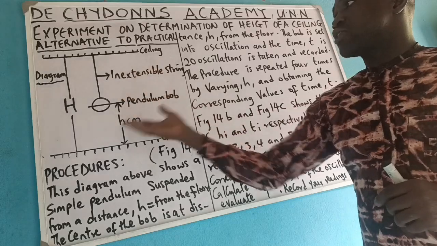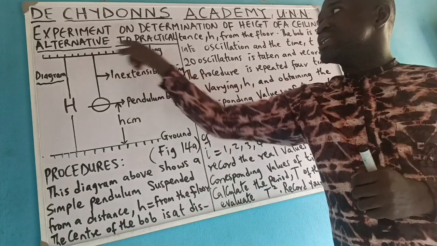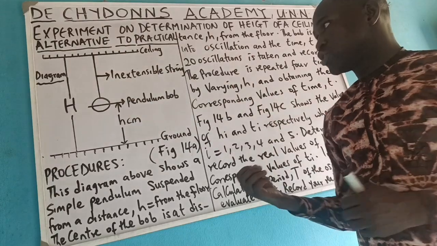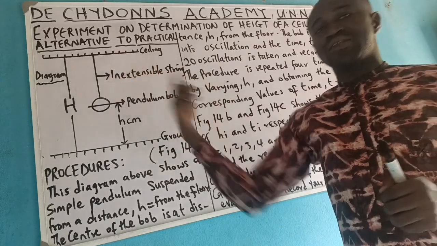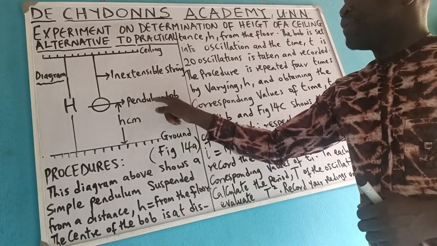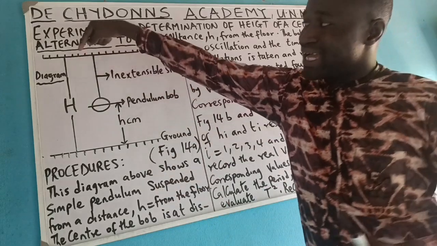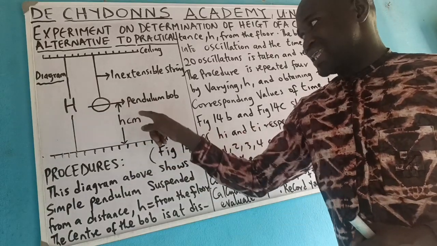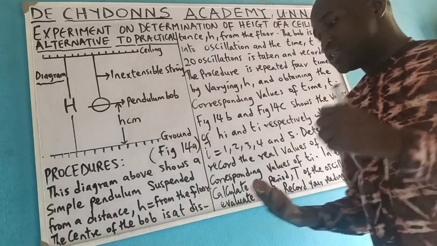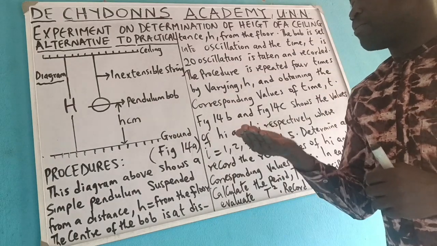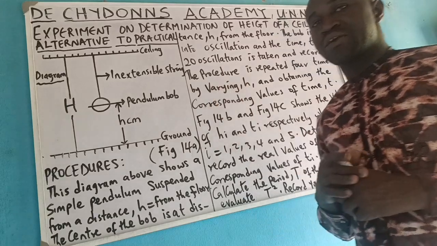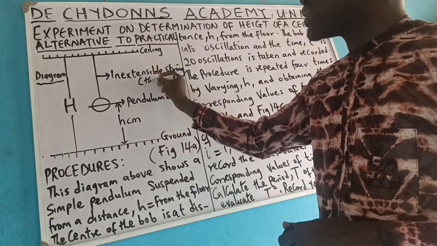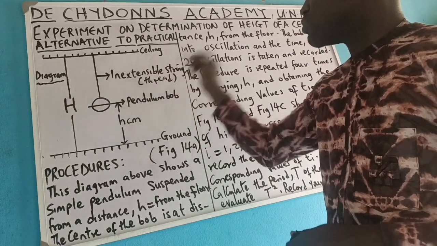This is the experimental setup of the experiment, where you see the ceiling represented this way. Then the inextensible string, it could be a thread, so to speak. If you couldn't get a string, you use a thread. Then the pendulum bob. This is the total height from the ceiling to the ground. Then this is the height from the ground to the pendulum bob, and this is the height we are to be measuring. Make sure that the height of the ground to the pendulum bob is the particular measurement given to you to be used. You understand? And so we can use thread here to do it.